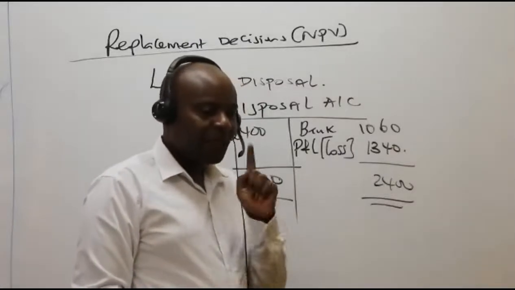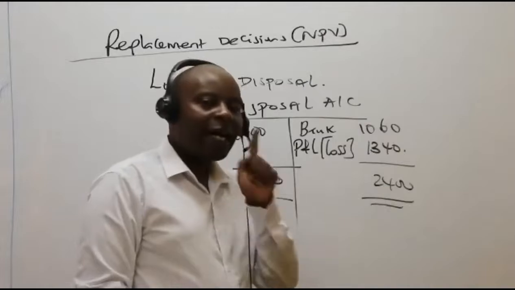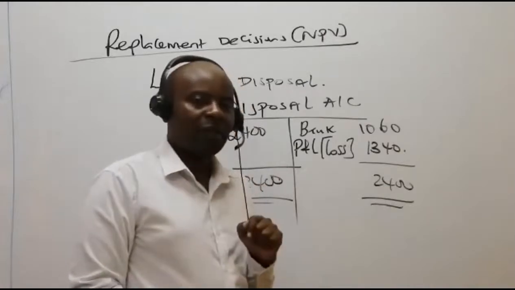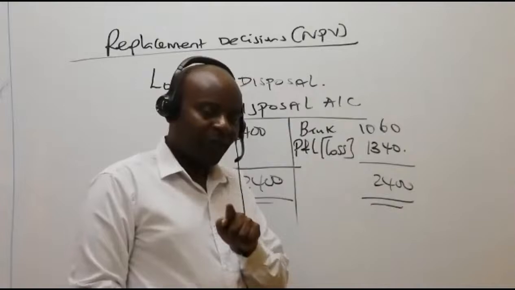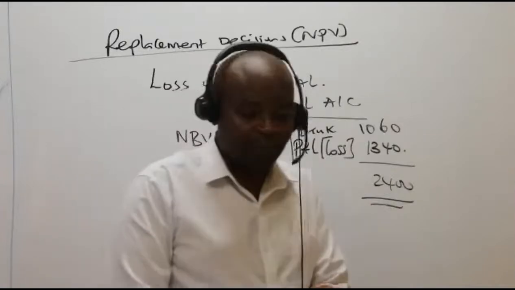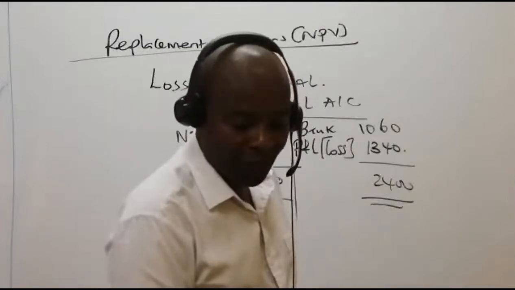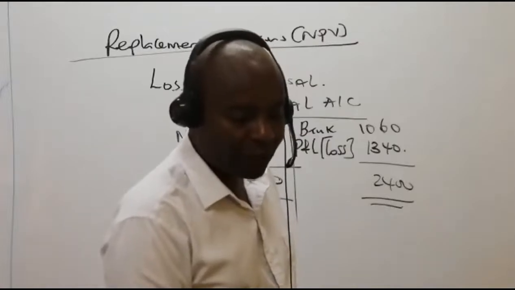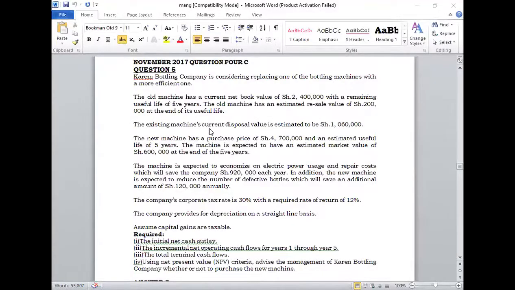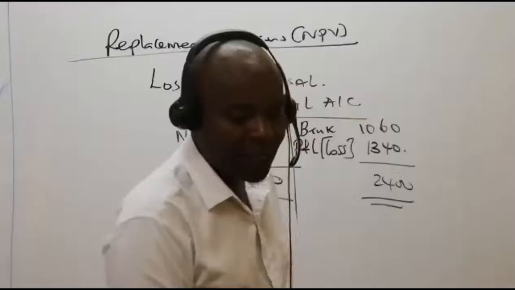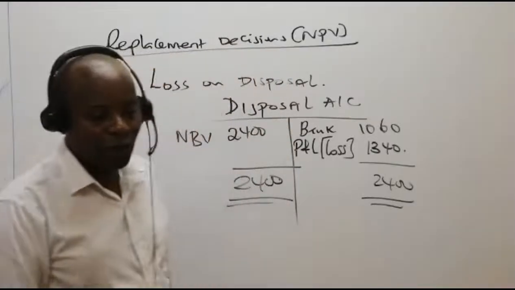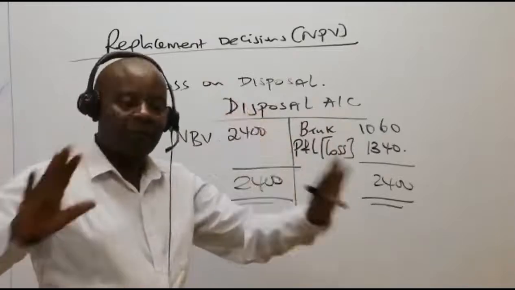You can see the mistake that Nelly has already done up there. Nelly takes the proceeds. Disposal proceeds are not the same as scrap value. The examiner will always tell you the disposal proceeds. Those are two different things. So ladies and gentlemen, you can see the existing machine's current disposal value is 1060. The 200,000 is a resale value should we consider going to the end of the useful life. So this is quite important for me. So in this case here, we have a loss of 1340. That is very important.